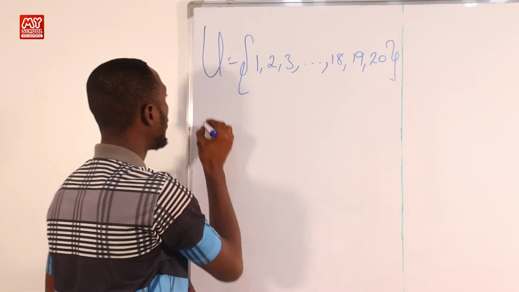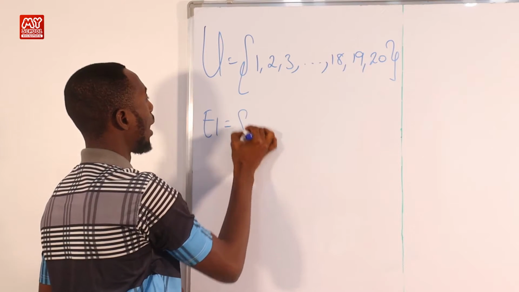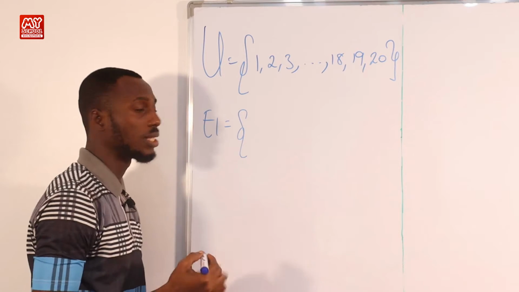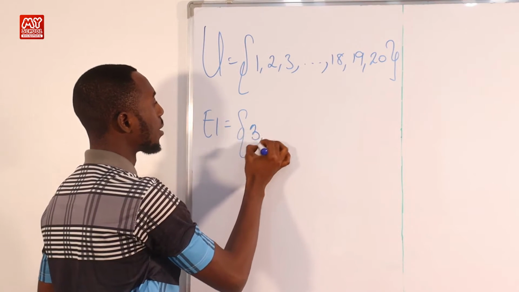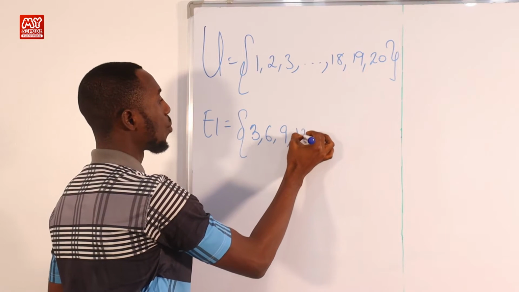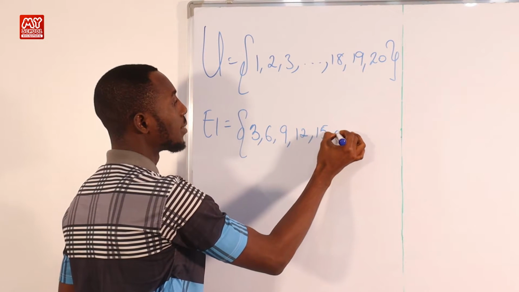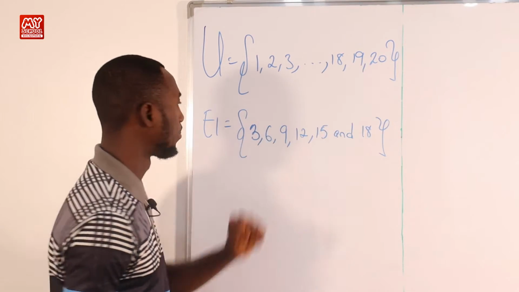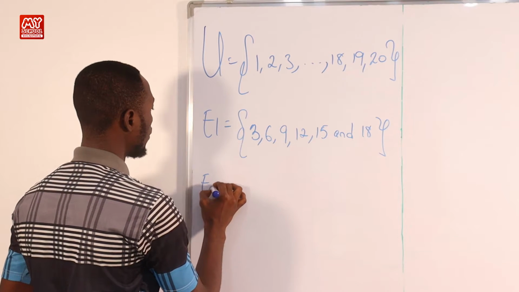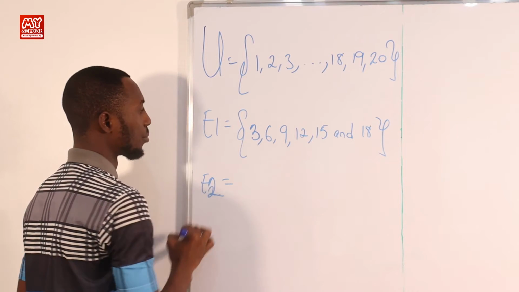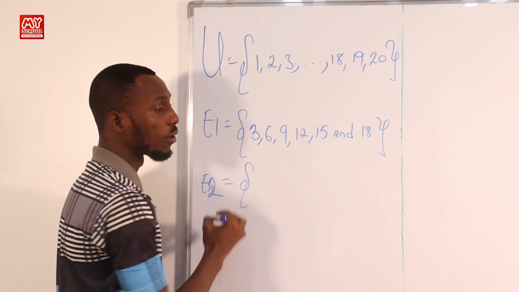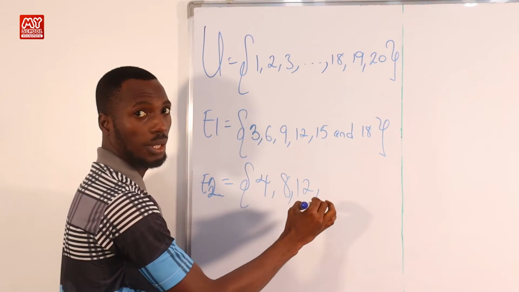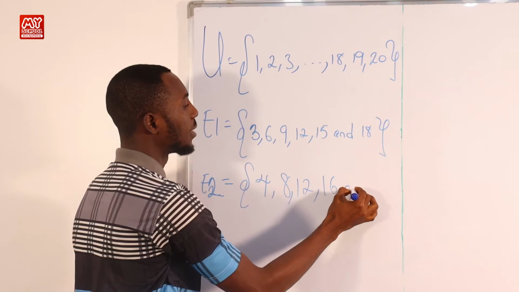All right, so we have E1 as multiples of 3 between 1 and 20. So we have 3, 6, 9, 12, 15, and 18. The next multiple is 21, so it's greater than 20. So we'd have E2 as multiples of 4. So we'd have 4, 8, 12, 16 and 20.